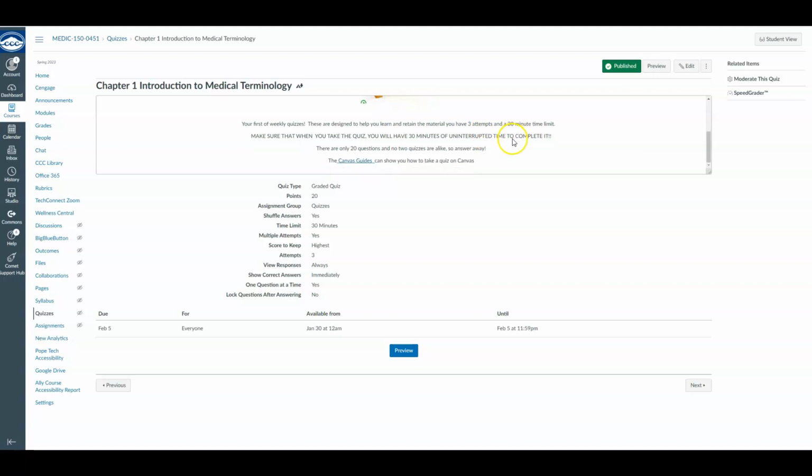You only have 30 minutes, so make sure that you are in a place and a time where you have 30 minutes to concentrate. This shows you how to take a quiz on Canvas, and then this outlines the assignment group, which is quizzes, for 30 minutes. You have 3 attempts. Okay? And that's essentially module number 1.